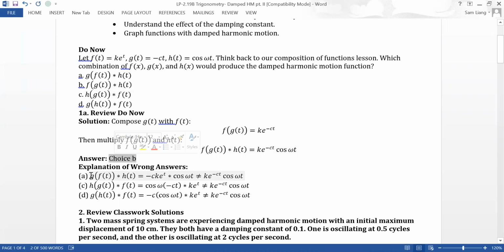And then the other answers that I have listed are the other choices worked out. So this is why A, C, or D doesn't work. As you can see, it doesn't come out to the damped harmonic motion formula that we want.